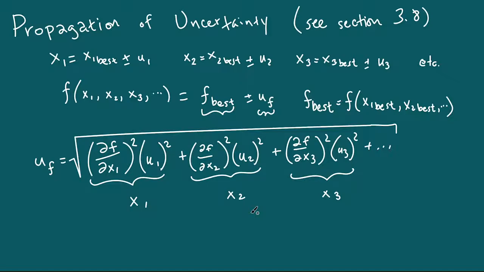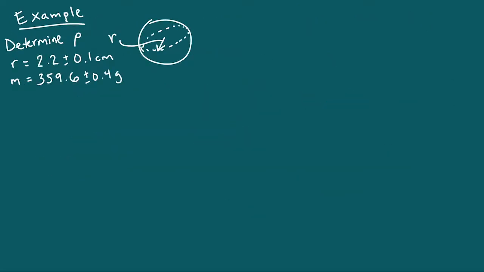So now we'll look at an example. Now we're going to work through an example of propagating uncertainty. In this example, we have a sphere of radius r, and we have determined the mass of that sphere. So the radius with uncertainty is 2.2 plus or minus 0.1 centimeters, and its mass is 359.6 plus or minus 0.4 grams. So we're trying to solve for the density, so rho, and rho is going to be determined by a best value plus or minus the uncertainty in rho. So we'll start with calculating the best value.